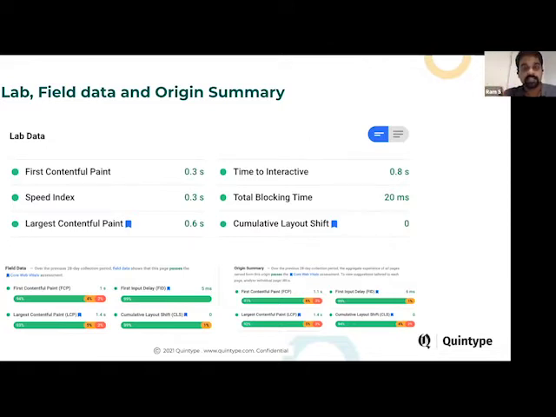And PageSpeed Insights also gives you a list of possible improvements which you can make to tweak the site so that you can get a better Core Web Vitals score as well. That's about PageSpeed Insights.